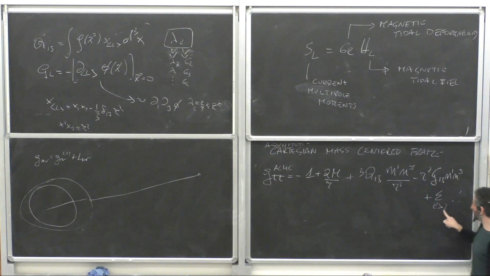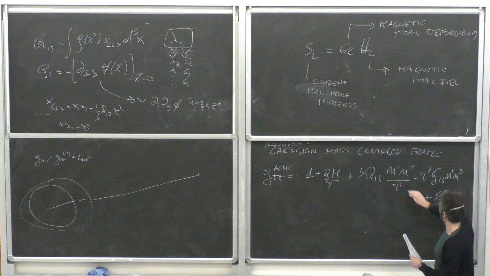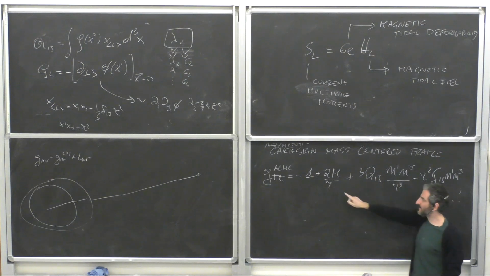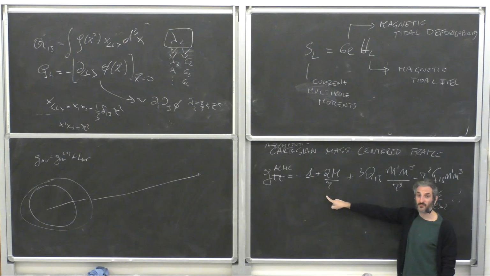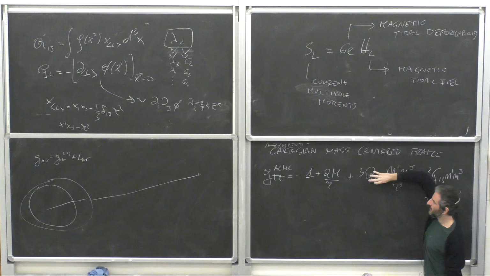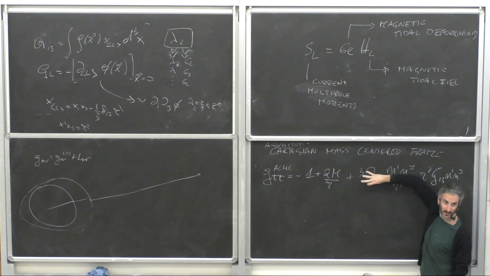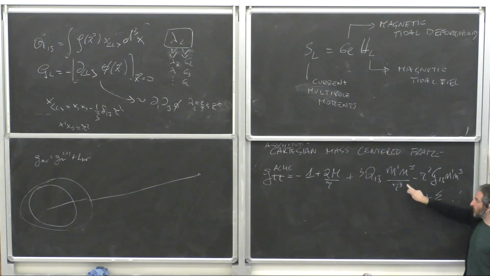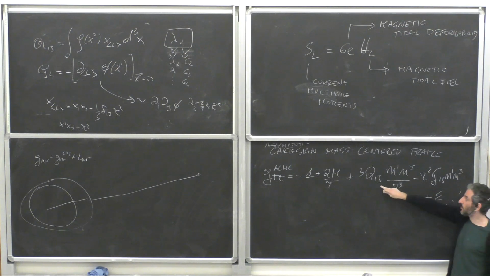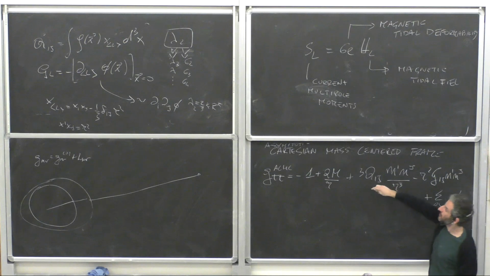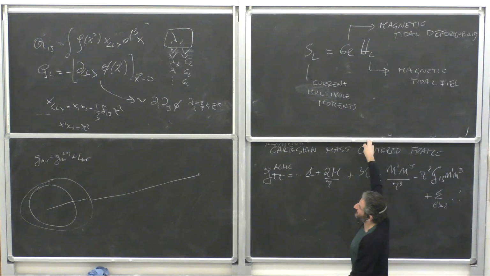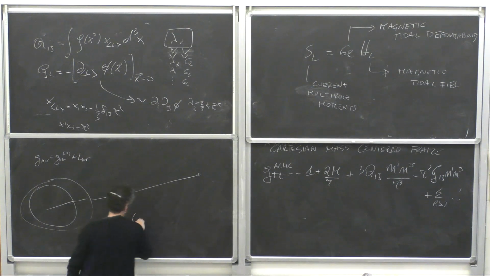I didn't include terms larger than this, but you see that this metric, which for a spherically symmetric compact object will only have the Schwarzschild-like term, contains a 1 over R^3 contribution which is proportional to the tidally induced quadrupole moment. So, I canceled all the necessary things.